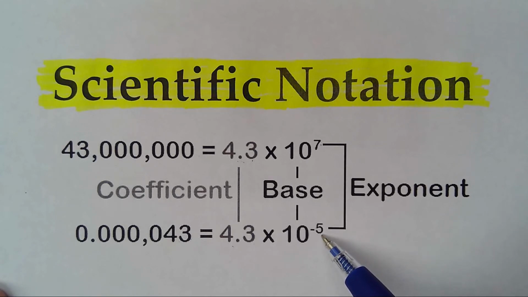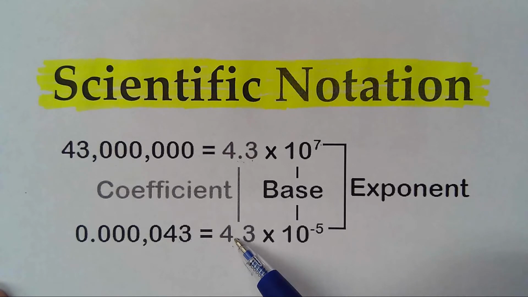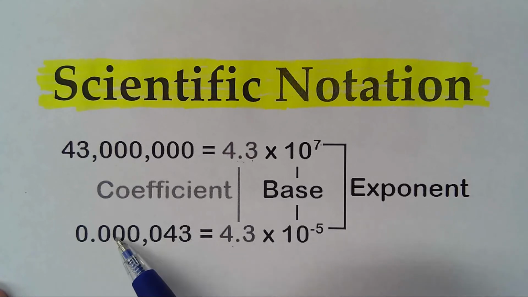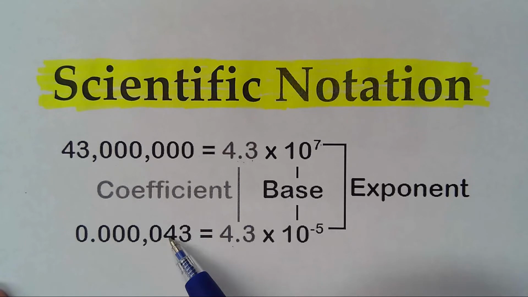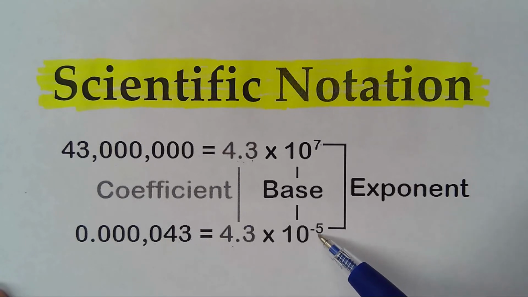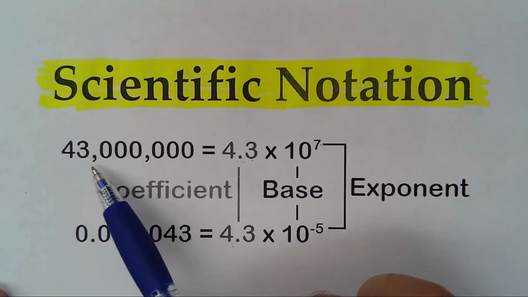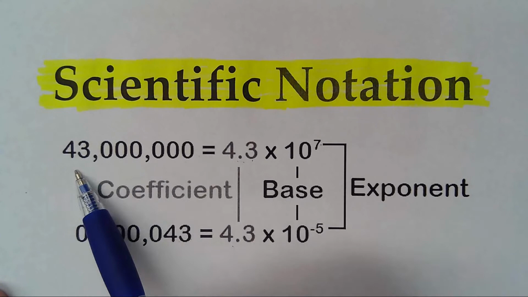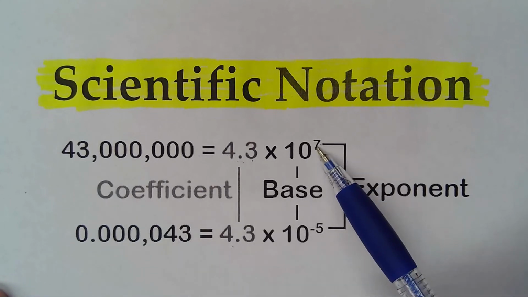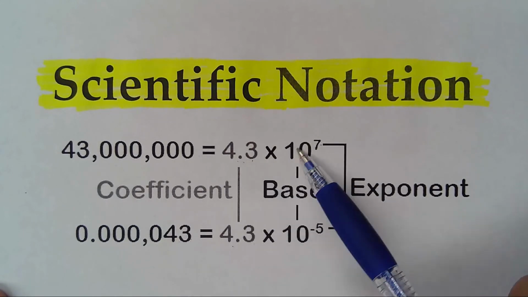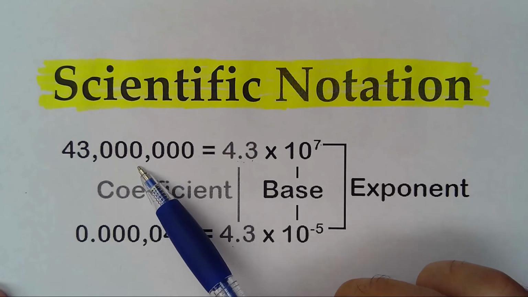Why negative 5? Because 4.3 is way greater than 0.000043. So once you move the decimal point to the right, you will write a negative exponent, because when you multiply this back, it will go to the original number. And when you move the decimal point to the left, the exponent will be positive, because when you multiply back, they have to go to the original number.